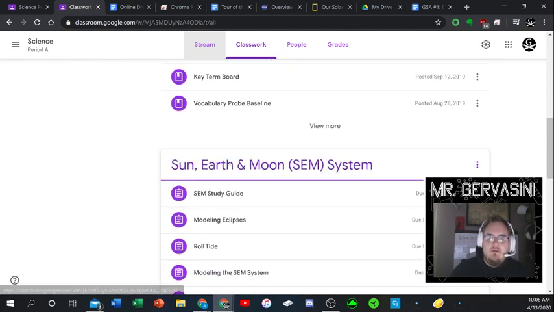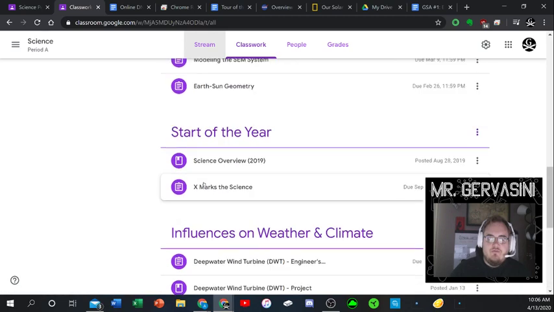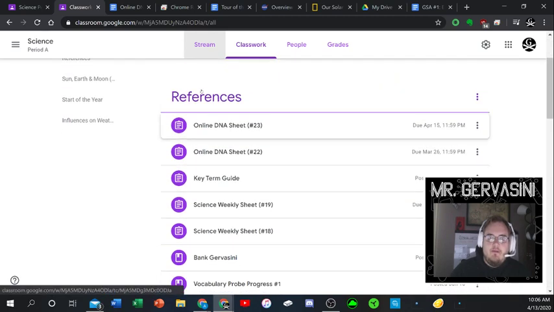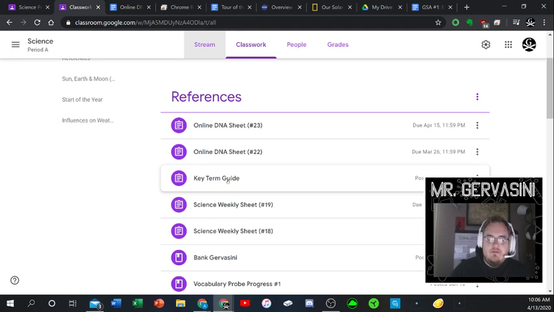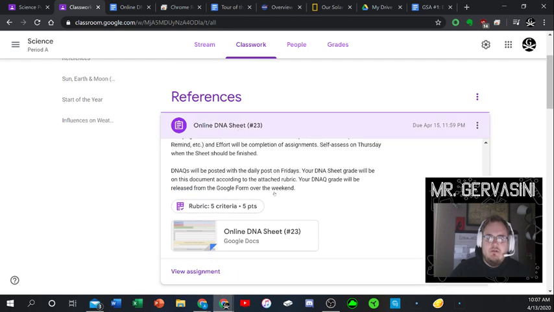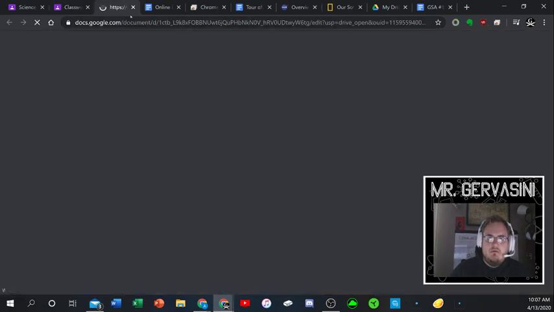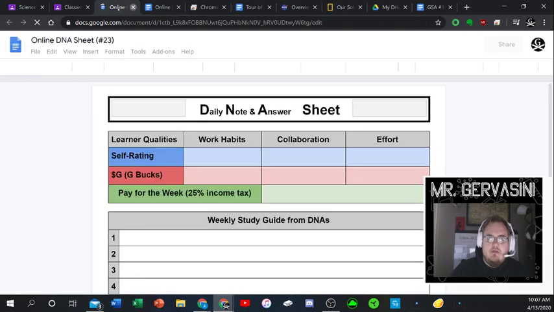All the way at the bottom, Sun, Earth, Moon system is down there, and then things from earlier in the year. All right. References, your key term guide's been there. Science Weekly sheets, the old ones are there. But the DNA sheet is what you're interested in, number 23. Open that up. I already have it open.